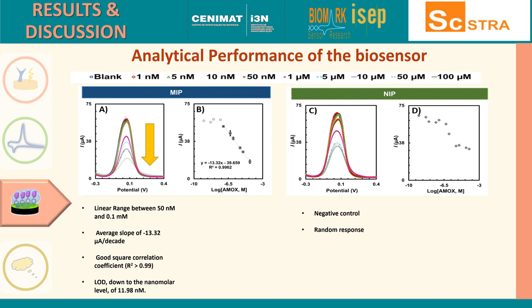As a negative control, we use the same technology, a molecularly imprinted polymer using the same polymer, Eriochrome Black T. However, we use it without the template, and it's possible to see that when we increase the concentration of amoxicillin, we have a random response, with the current going up and down.